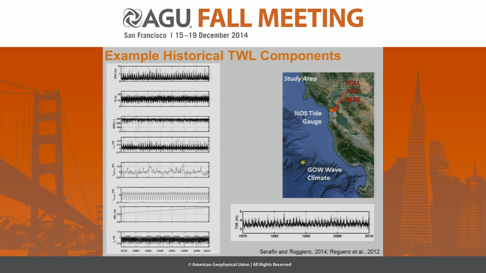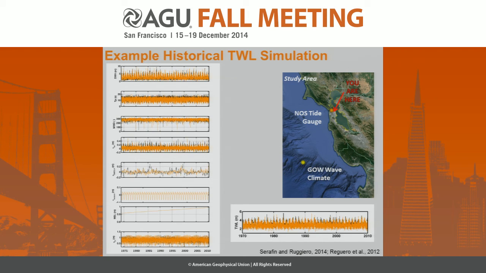So again, I'll just show you, here is our example historical total water level components. And here in orange, I've just plotted one example synthetic simulation. And you can see that we pick up this seasonality that is true to each of these parameters, and also this interannual variability that is driven by these large-scale oscillations or climate oscillations that allow for more extreme events in certain years.